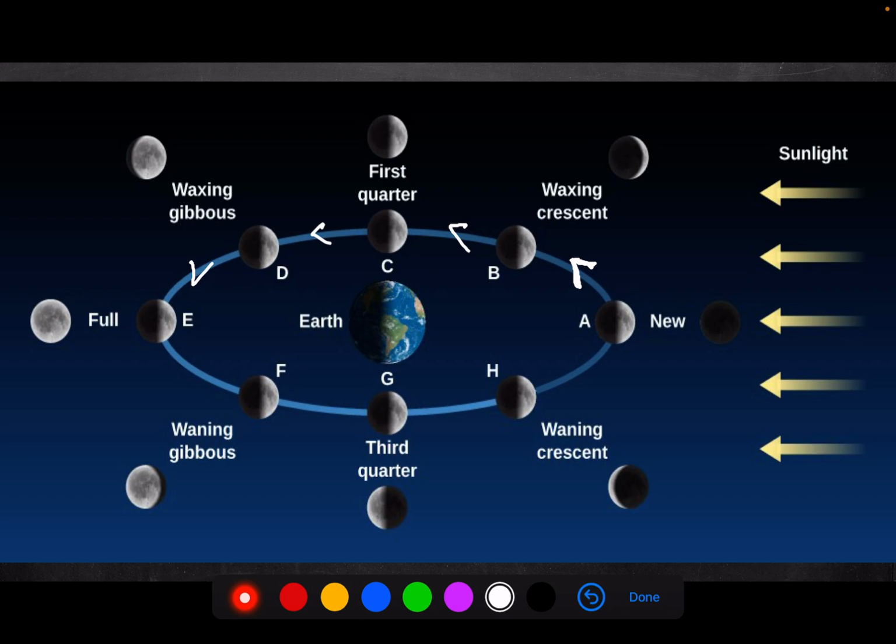The next phase after full moon is waning. So now after the light has covered the moon, the next step would be for the light to go back off and the shadow to come back on. And the shadow will start coming back onto the moon on the same side as the sun. So in waxing, the light comes on the side of the sun, and in waning, the shadow comes onto the moon from the side of the sun. All right, so the first one is waning gibbous.